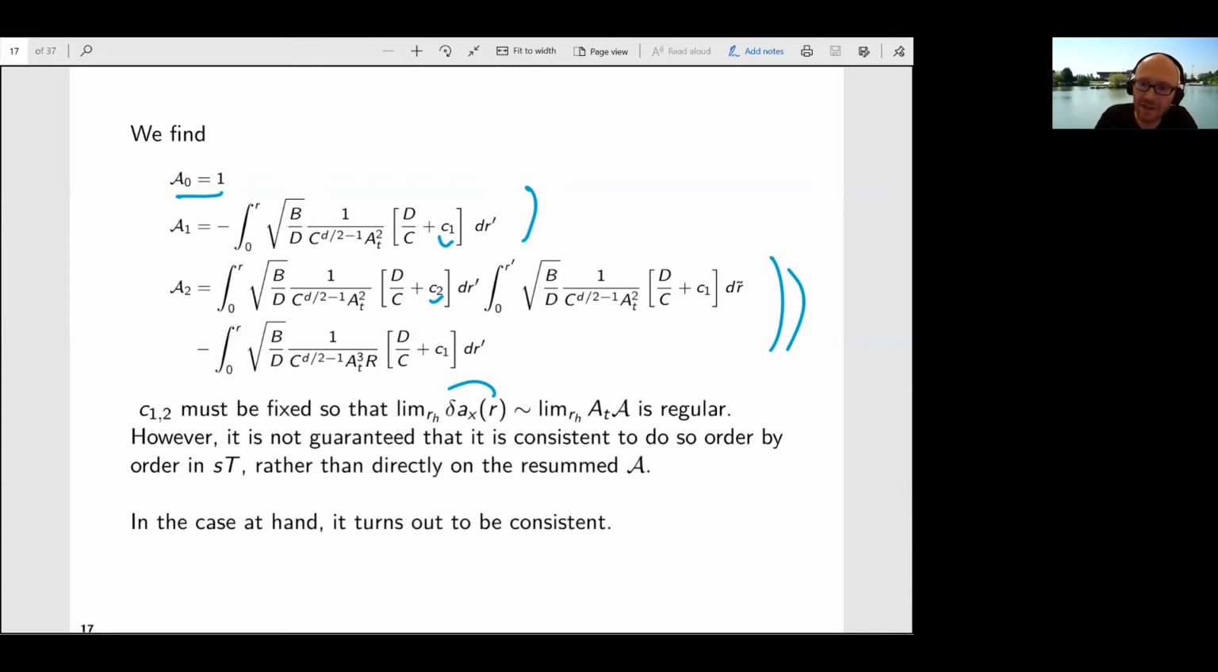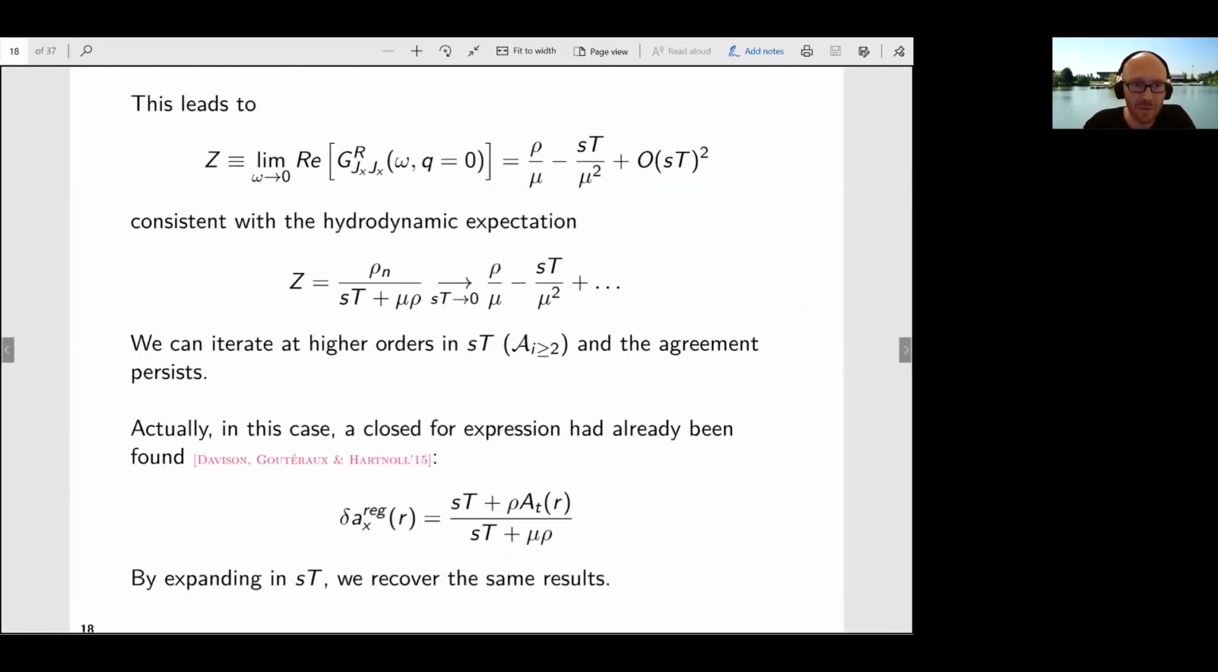Now, since delta AX is roughly AT times A, and AT vanishes at the horizon like R minus RH, this means that I'm allowed to have some mild singular behavior for this calligraphic A. However, what's not guaranteed is that I can do this order by order in ST, rather than on the full resummed A. It's not clear that you're allowed to do this. But in this case that we're discussing, it turns out to be consistent. And here's the reason why.